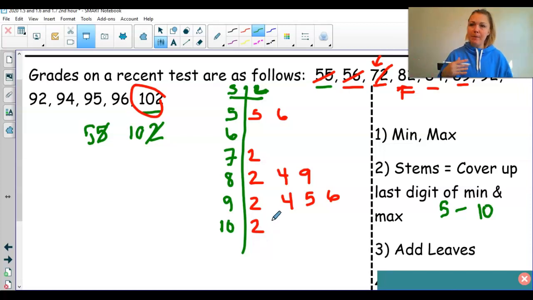Now, some people will say, oh, Miss Opal, there's nothing for the 6. Did I actually have to put the 6 there? Yes, you do, because when we're going to describe, we're going to say, well, we have a gap in the 60s. We don't have any data there, okay? So that's important when we're describing. Let's move on to our next plot.